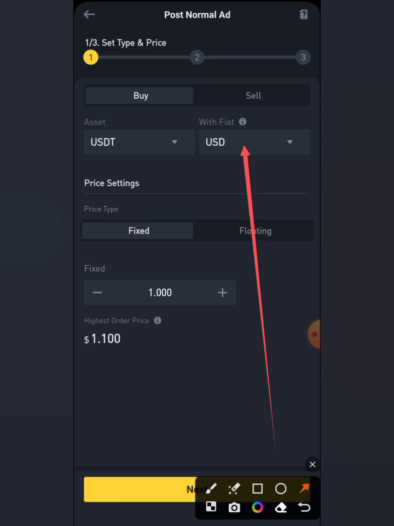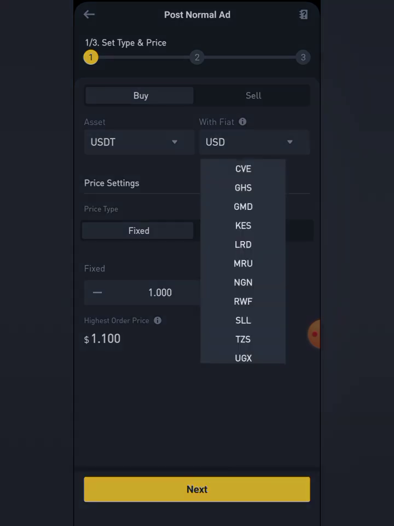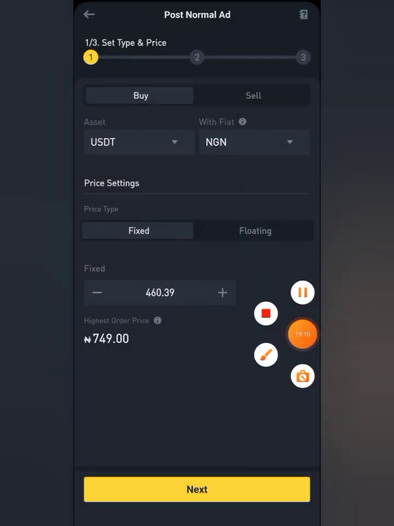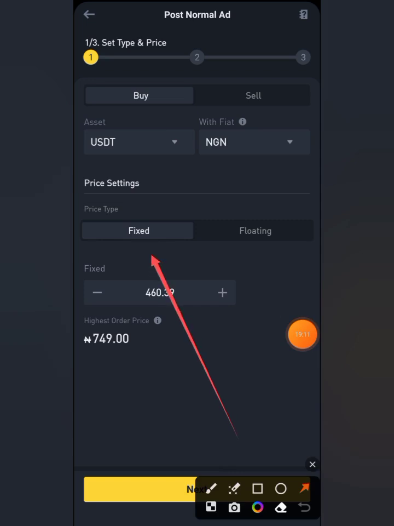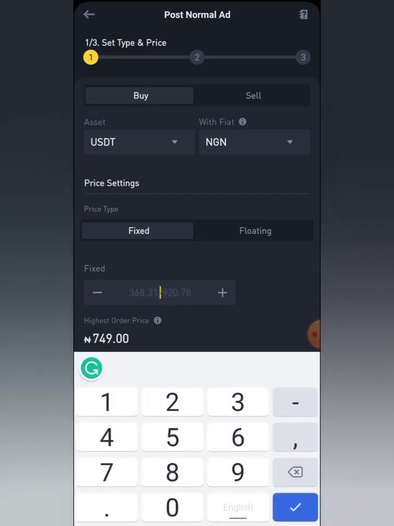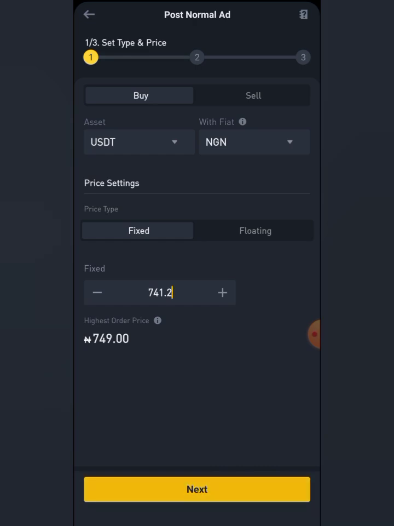So you change it to your native currency, the currency of your country. For me in Nigeria, I'm going to change it to NGN. Then you must make sure that it is always on fixed price and not on floating price. Once it's on fixed price, you can put in the price you want to buy. Remember, we saw 741.2. That is what we say we are going to be selling at. So once you set up this ad, then you click on next.